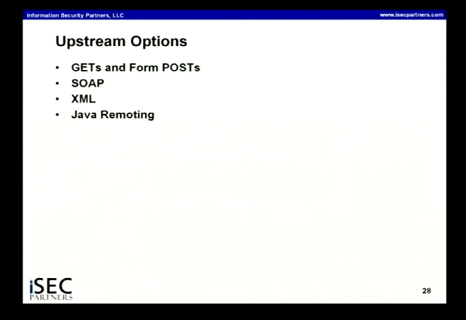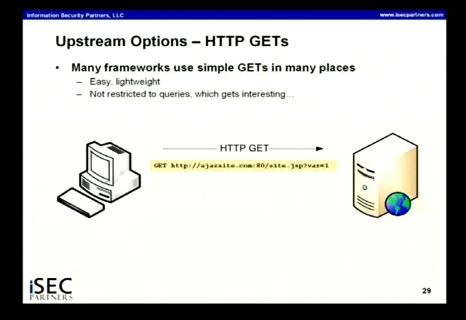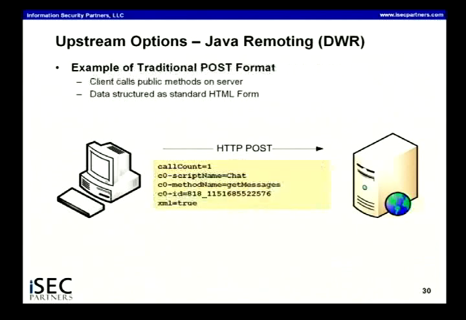And upstream options. Your traditional method to do an upstream option was just a GET, which is really lightweight, really quick, and really insecure, as we'll show later. Another upstream option is POST, which is what the DWR framework uses. In this case, they do a POST with the data being your variables and the method name that you're going to call, and that gets invoked.